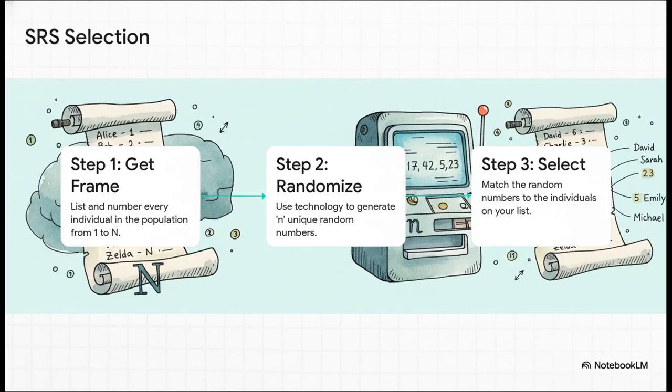Step 2, you fire up a random number generator. Literally any spreadsheet program can do this, and you tell it to spit out n unique numbers. Step 3, you just match those random numbers back to your numbered list. Whoever's number got picked, congratulations, you're in the sample. That's it. Clean, simple, and truly random.